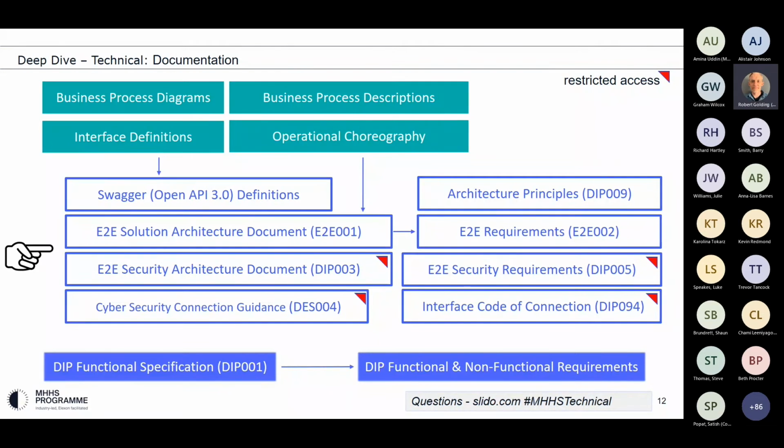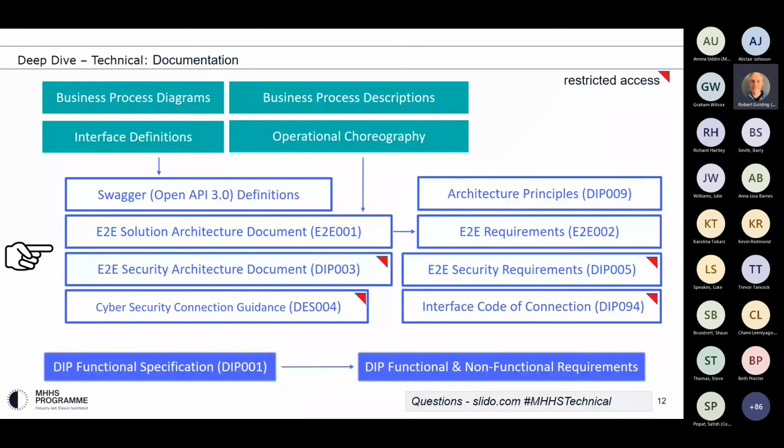The documents that underpin today's presentation are those indicated in the middle section there. They follow on from the earlier work which has been undertaken by the business process working groups. They've been producing the business process diagrams, business process descriptions, the interface definitions, and the operational choreography.